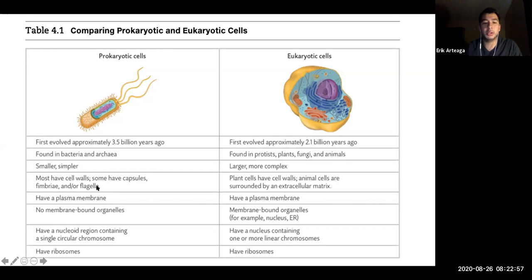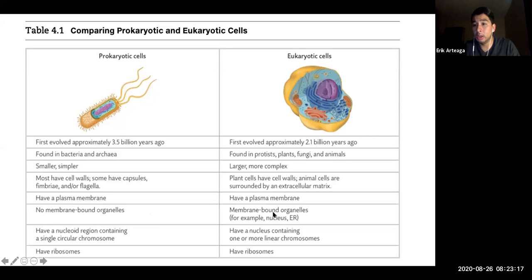So prokaryotes, most have cell walls. Some have capsules, fimbriae, and/or flagella. Again, those are all characteristics of bacteria. And then in eukaryotes, plant cells have cell walls. Animal cells are surrounded by an extracellular matrix. They both have plasma membranes, which is important.